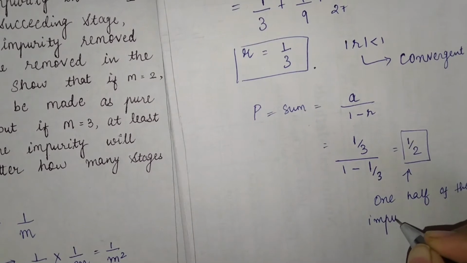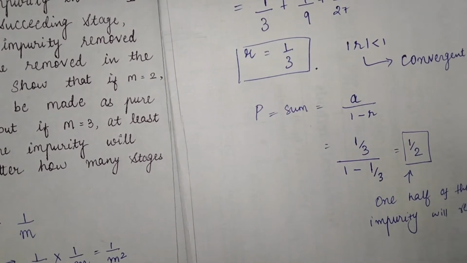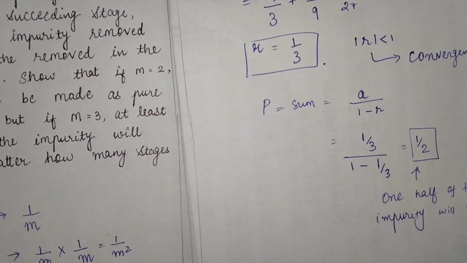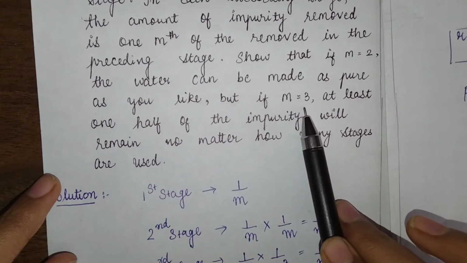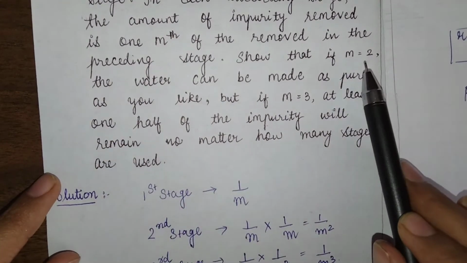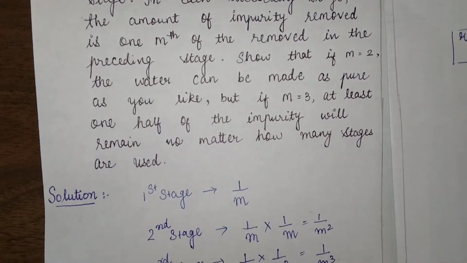So whenever we get 1, water can be made as pure as we like, but whenever we get 1/2, 1/2 of the impurity will remain. Whenever we put m equal to 3, we will get 1/2, and whenever we put m equal to 2, we will get 1, because water can be made as pure as you like. Okay, so in this way you have to solve the examples. So these are the applications of geometric series.